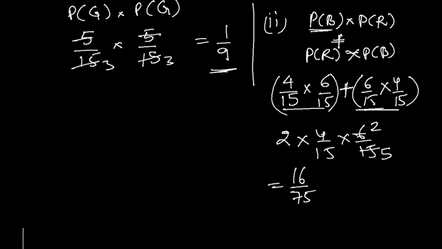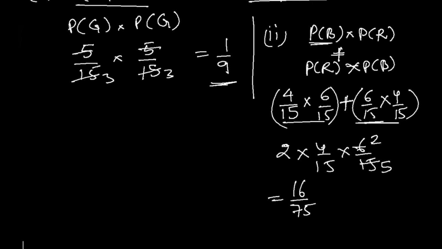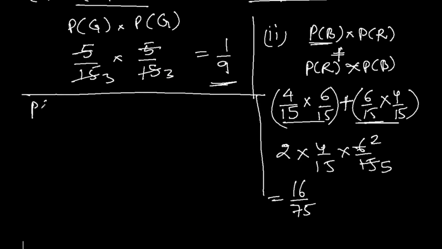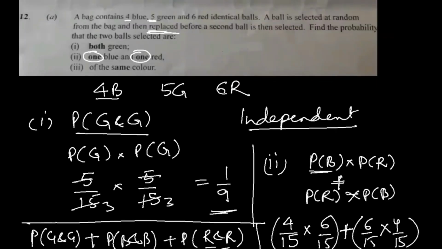That's the answer of second part. Third part, of the same color. Both the balls which are withdrawn are of same color. That means both are either green and green or blue and blue or red and red. So even if they change their sequence, just like I multiplied here by 2, there is no need to do that because they're identical balls of same color, so it doesn't matter.